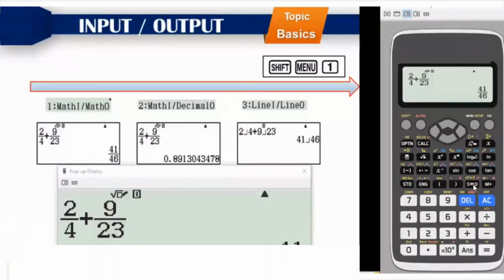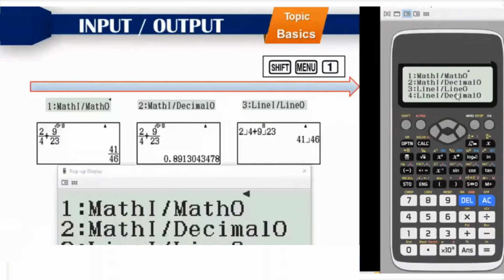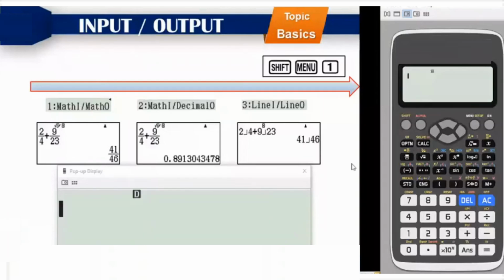On the other hand, if I press shift and menu 1 and I go on to line 1 line O, line 1 line O means the calculator will give me the answer in a single line. If you recall, the older version of the calculator, when you pressed the fraction button, used to give the fraction like this, as is being displayed on the pop-up screen.